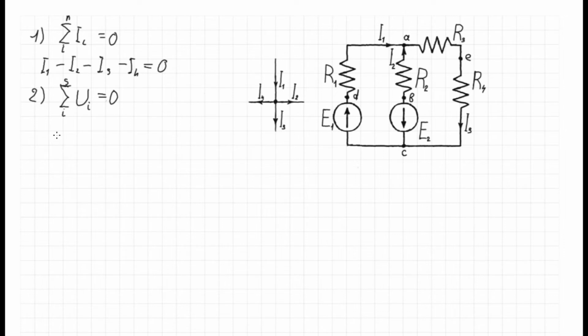Okay, and for this circuit, the equation of the first law of Kirchhoff will be I1 plus I2 minus I3 equals 0.